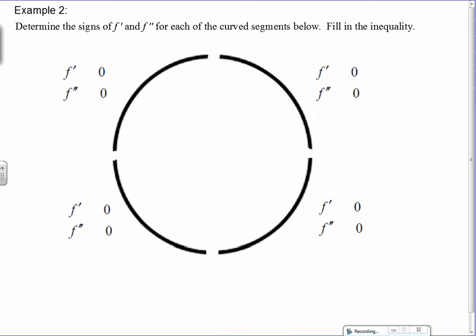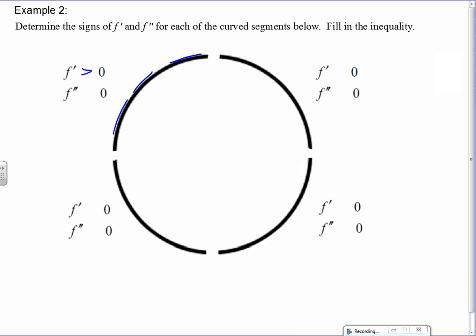Another thing to look at: determine the signs of f' and f double prime for each of the curved segments below. So, kind of taken a circle, blocked off some spots on it, and came up with different shapes of curves. If you want to, go ahead and draw some tangent lines on here. Is the direction of the tangent line positive or negative? The slopes of the tangent lines are positive, aren't they? So first derivative is greater than 0.